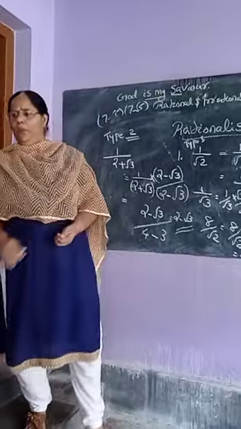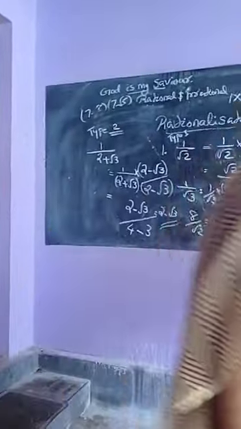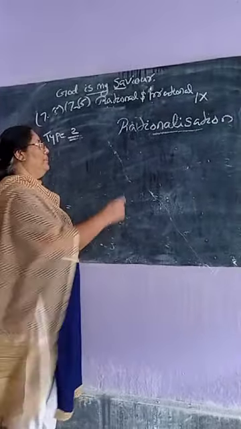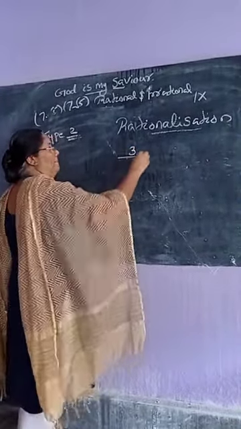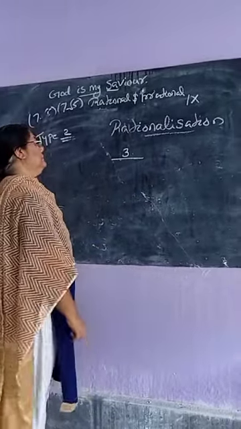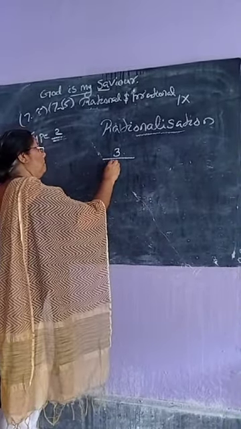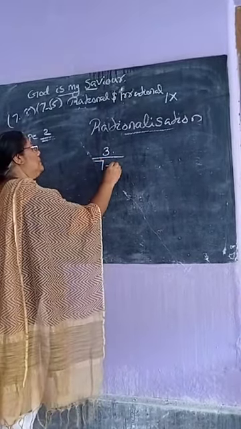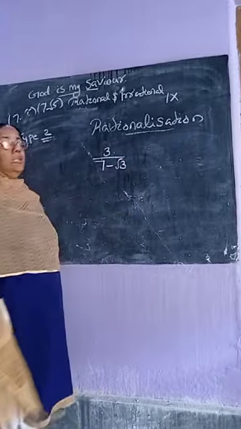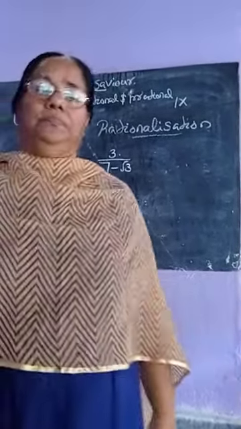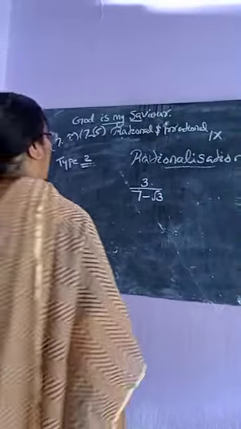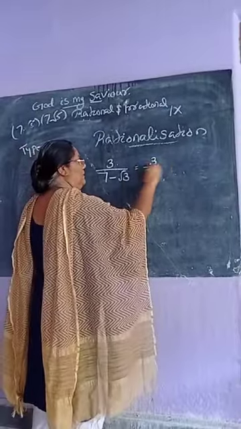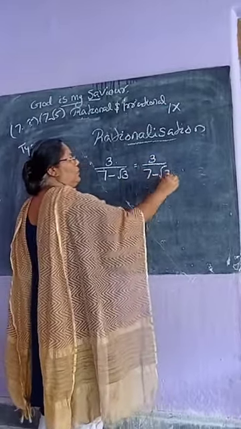Then, write the next problem. Next question of second type: 3 by 7 minus root 3. All of you copy the question once again. We are going to do the steps. Okay, 3 by 7 minus root 3.